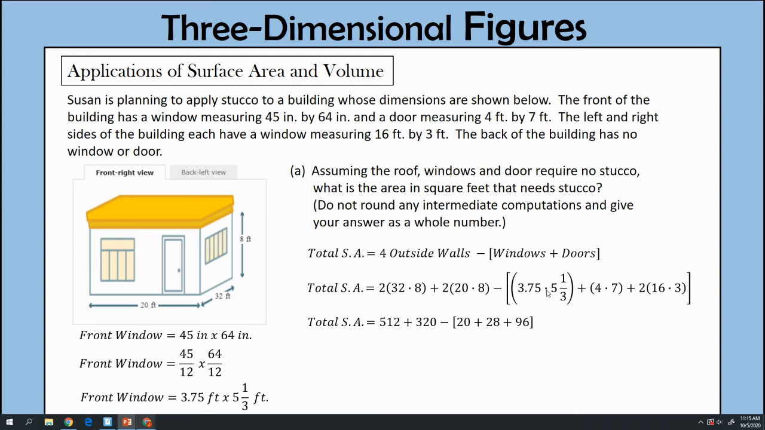When I did 3.75 times 5 and a third in my calculator, it comes out to the number 20. So nice and neat, 20. 4 times 7 is 28. 3 times 16 is 48. Doubled is 96. So those are all my individual areas. Kind of put it together here. This is going to give me 832 when I do 512 plus 320. And then these are the windows and doors added up. It adds up to 144 square feet. So the final surface area of the outside walls is going to be 688 square feet once I take away the windows and doors. So it took a little work, but we got 688 square feet.